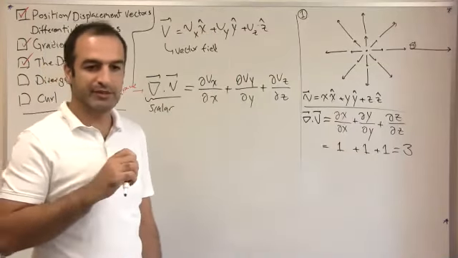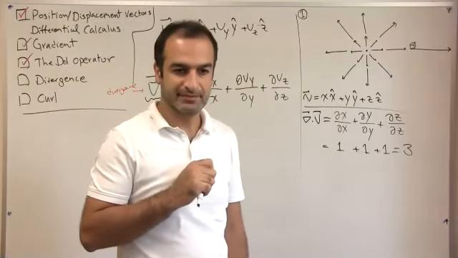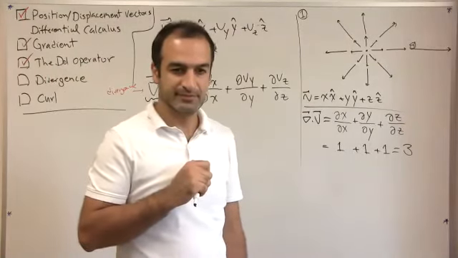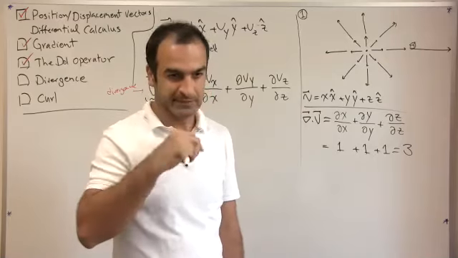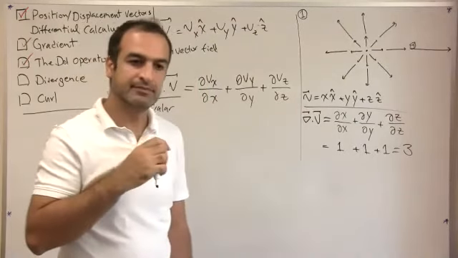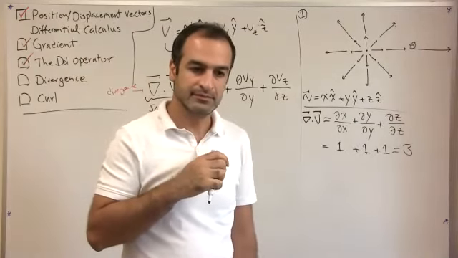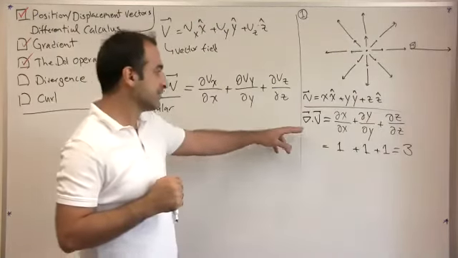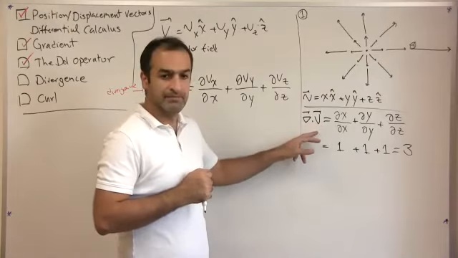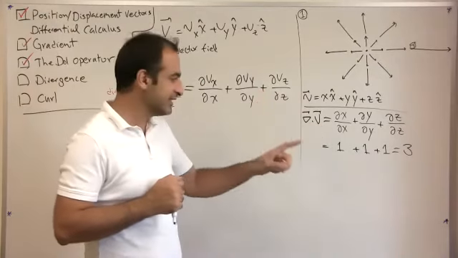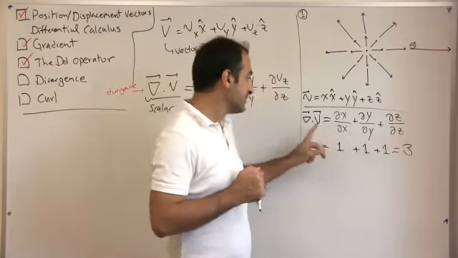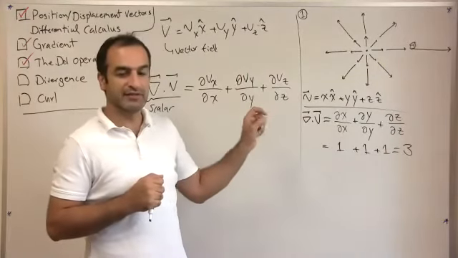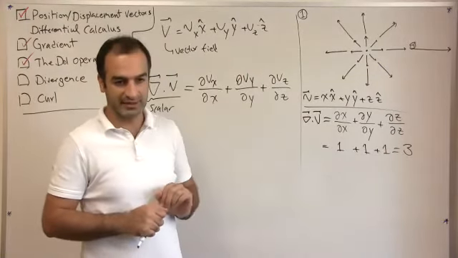Sounds good. Any more questions? Were we doing it at a specific point, or is this for the whole thing? So this is for the whole thing. The divergence is a scalar. Here it turns out to be constant, but it's a scalar field. The divergence is defined for any point in the space.